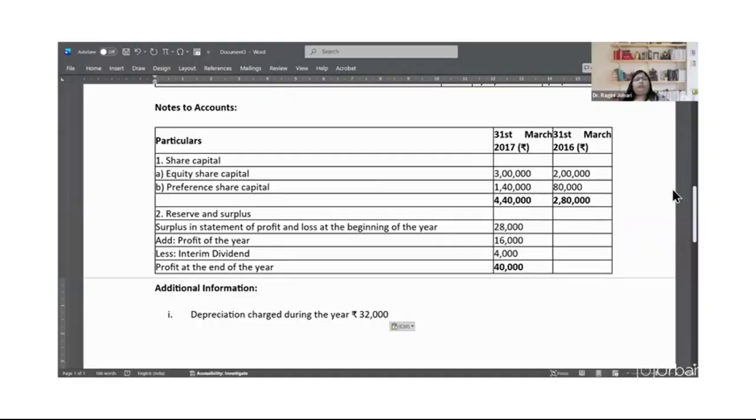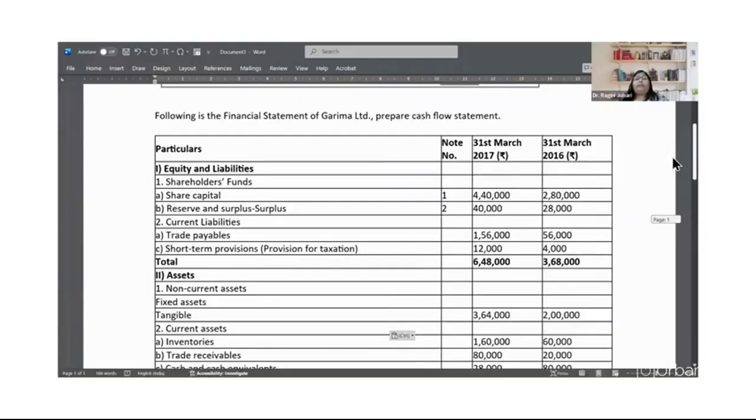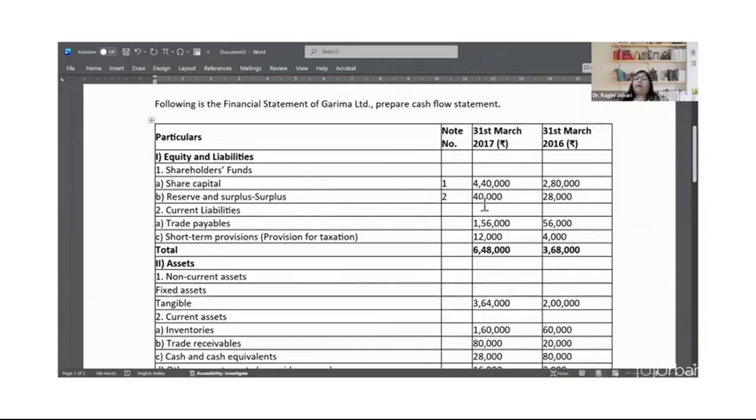So we have this question in front of us. We have the financial statement of Garima Limited. Prepare the cash flow statement. Now, as you know, I'd already shared the balance sheet format as per Schedule 3. This balance sheet is made according to that only. This is my previous year balance, and this is my current year ending balance.